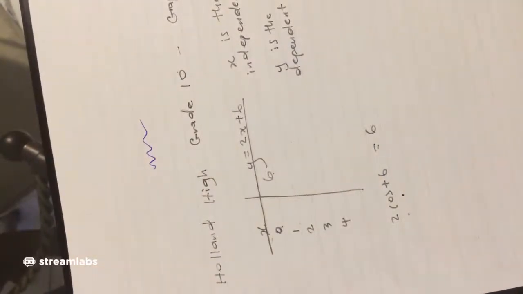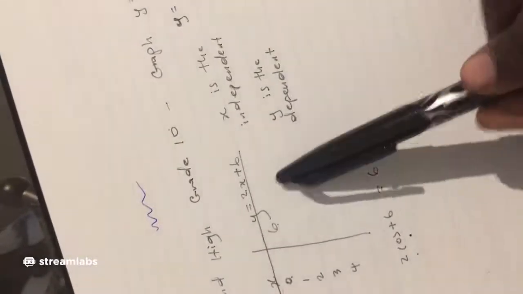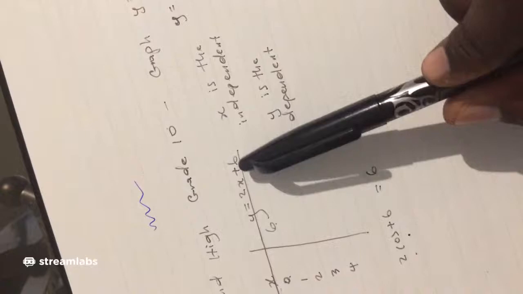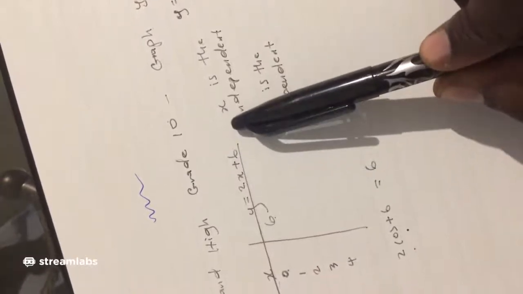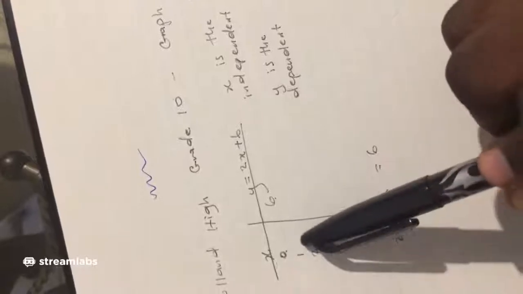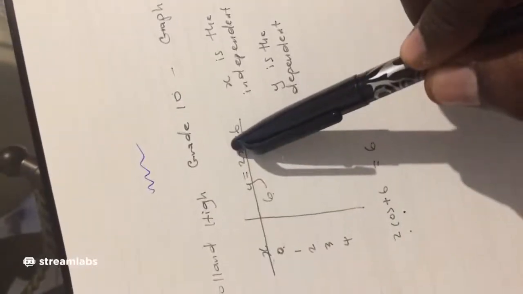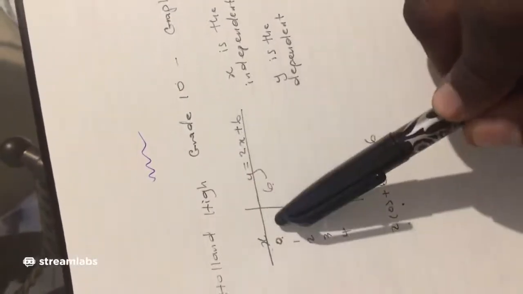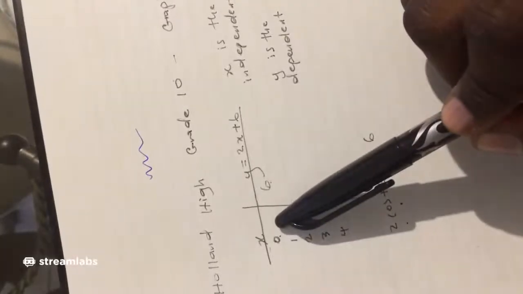Alright, so let me go over this. What I'm saying is that we're doing curve sketching, or curve plotting, so we need some points. The points that we need are points that correspond to this function that says y is equal to 2x plus 6. So to find the y values, we have to substitute the x values into this formula.